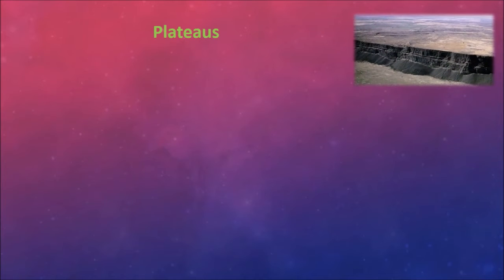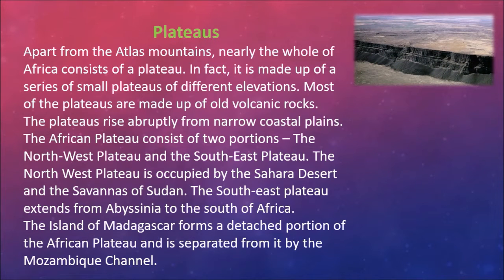Now let us learn about the plateaus. Apart from the Atlas Mountains, nearly the whole of Africa consists of a plateau. In fact, it is made up of a series of small plateaus of different elevations. Most of the plateaus are made up of old volcanic rocks. The plateaus rise abruptly from the narrow coastal plains.